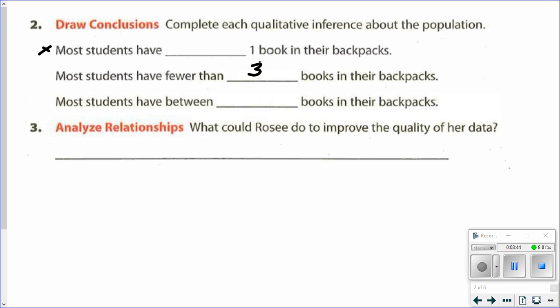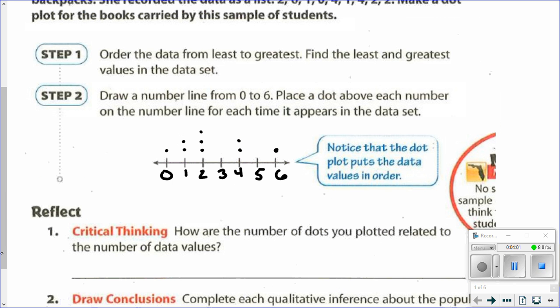That's just the best statement. 6 books, if you put 6 here, that wouldn't be wrong, but it's not as good of a statement as saying most students have fewer than 3. And then I kind of just answered this one. Most students have between blank books in their backpacks. So if we go back here, most of our data, again, is right here. So we would say most students have between 0 and 2 books in their backpack.